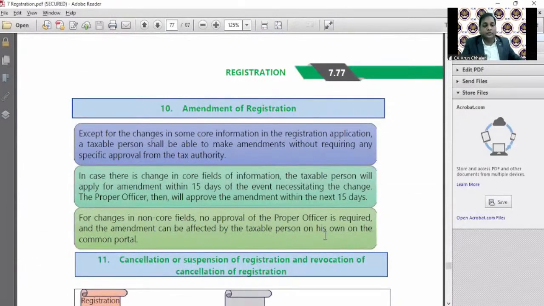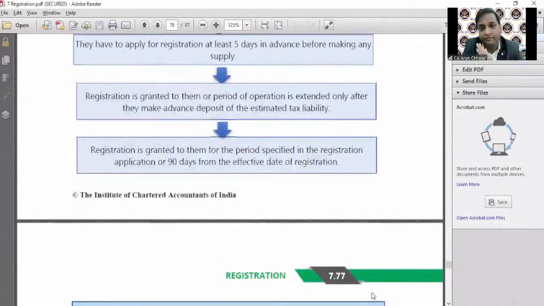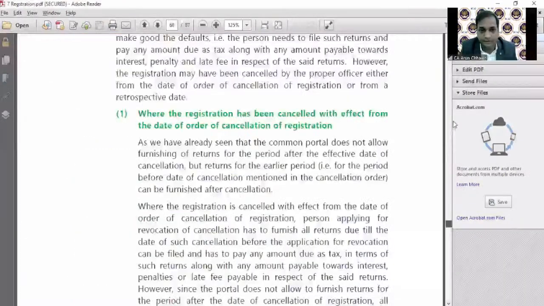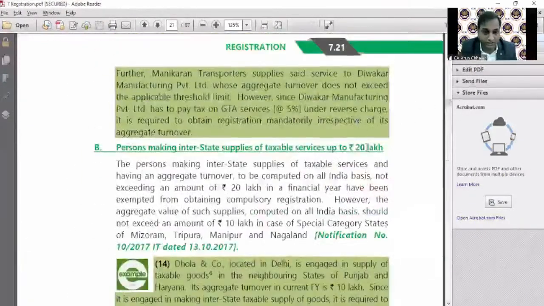Now we are moving to amendment, cancellation, suspension. These three topics are pending. We will talk about amendment, cancellation, and that particular revocation.